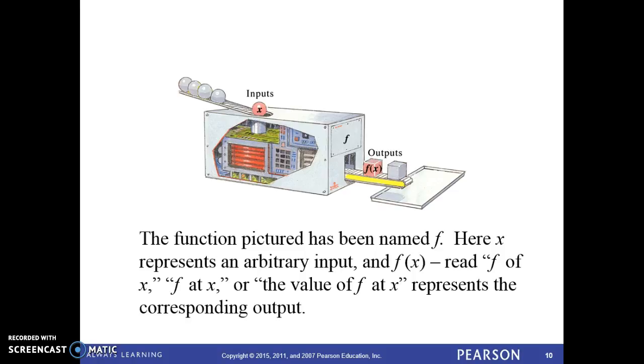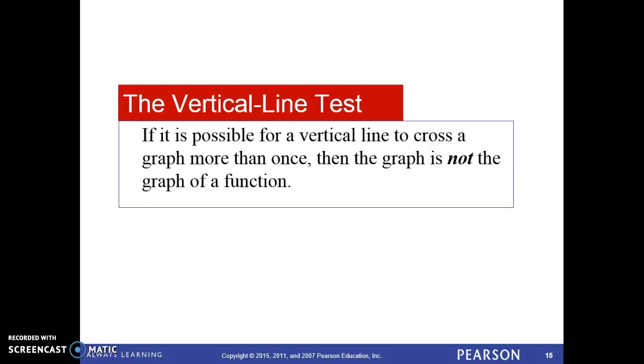And if we look at a graph, we can use something they call the vertical line test. And basically what that means is if the vertical line, and vertical is an up and down line, right? So if we can put an up and down line anywhere on the graph and cross more than one point, then it's not a function.